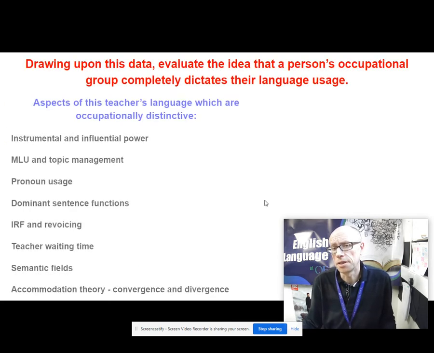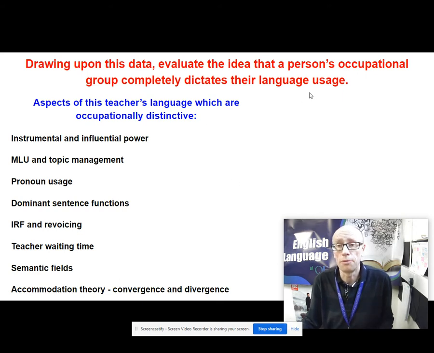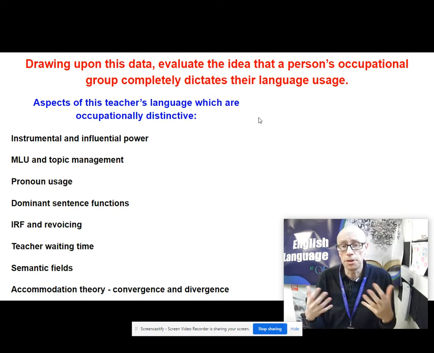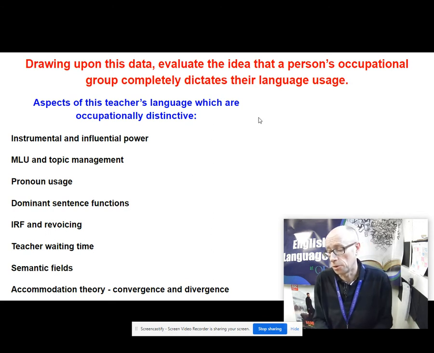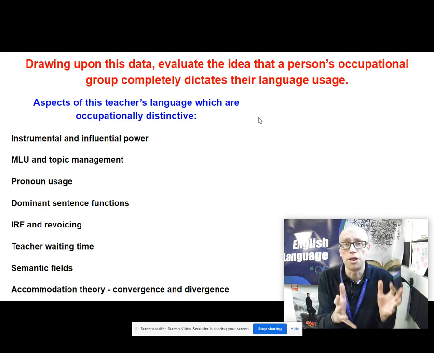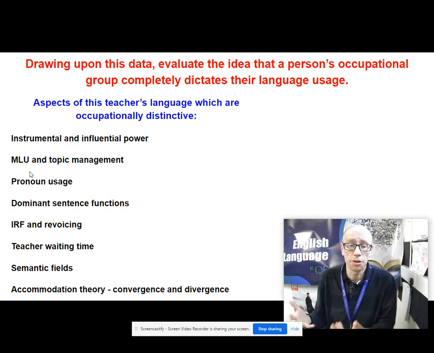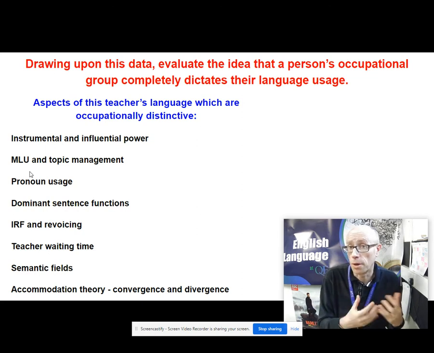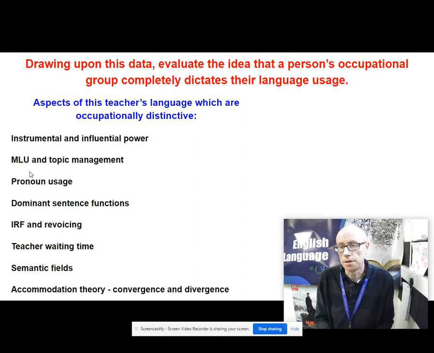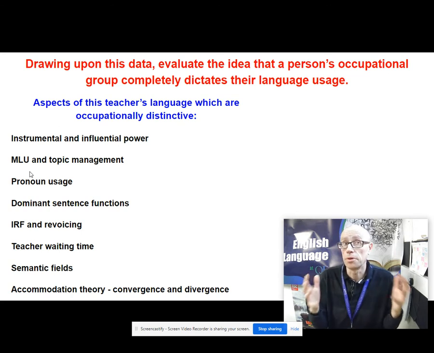And these are the sorts of areas that I'd be drawing attention to were I writing an answer to this essay. So I'd want to be talking about instrumental and influential power, because in the classroom, a teacher has both. They have instrumental power to make you, the student, do certain things, but they've also got influential power to try and influence you to think and behave in certain ways. I'd want to be looking at the MLU, that means the mean length of utterance, which is the average number of words spoken per turn. And you look to see to what extent the teacher is completely monopolising the discourse.